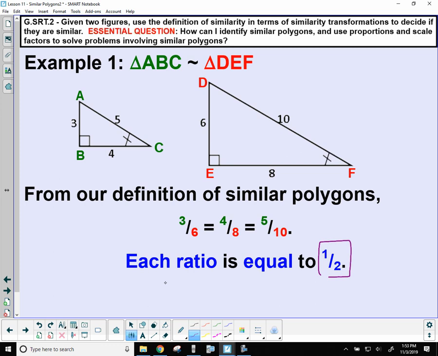3 to 6, 4 to 8, 5 to 10. All of it should be the same. And if it's not the same, then we clearly do not have the same shape, which means we don't have similar polygons.